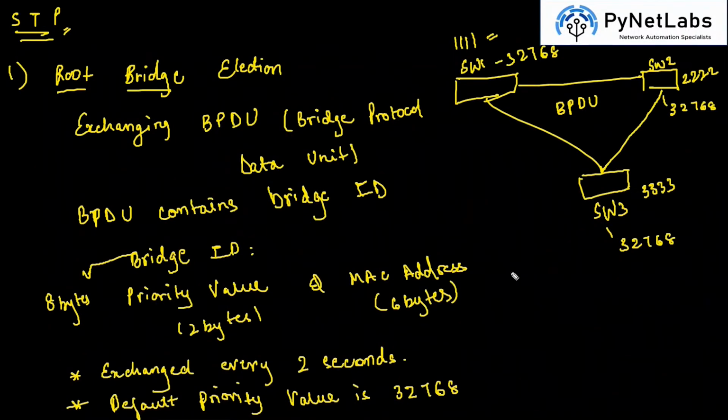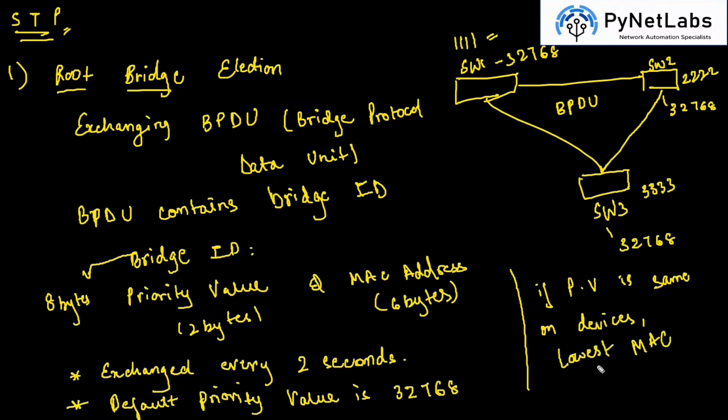So I'm writing this as well: if the priority value is the same or equal on devices, the lowest MAC will be considered. Makes sense? You must all be clear now about how root bridge elections occur, right? Great.